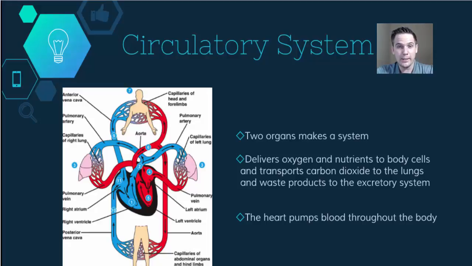Well, the circulatory system is how your body takes the gases that your respiratory system brings into your body and then actually gets it to all the parts of your body that the respiratory system doesn't reach. So again, there are multiple organs involved. It delivers oxygen and nutrients to all the body cells and transports carbon dioxide to the lungs and waste products to the excretory system. So the circulatory system will not only just circulate through your body, but it'll actually take things from the respiratory through the circulatory and into some other system. And the heart is the engine of all this.